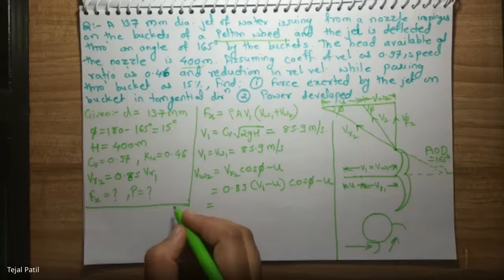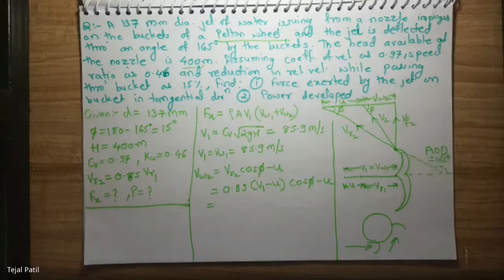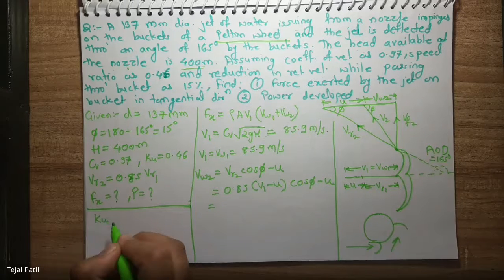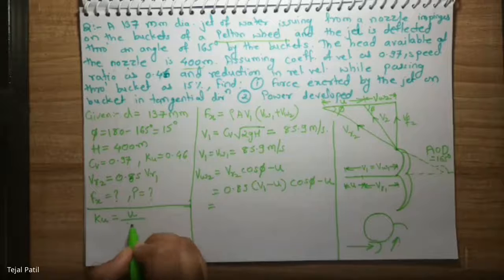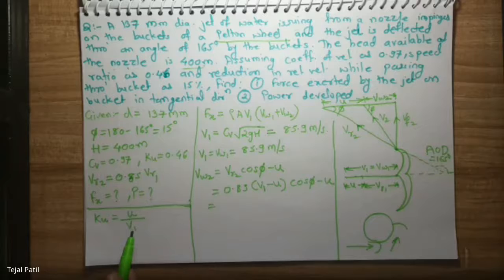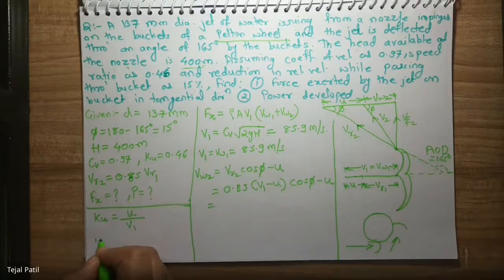How can you find U? KU is given. What is KU? U by V1, right? Now V1 is known to you, so KU is known to you, so you can find U. And how much is U?